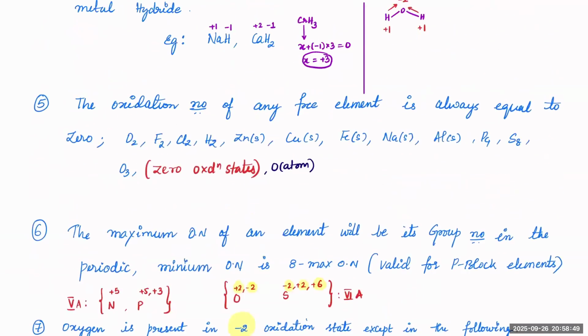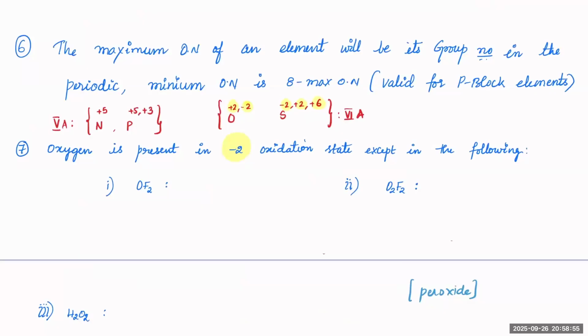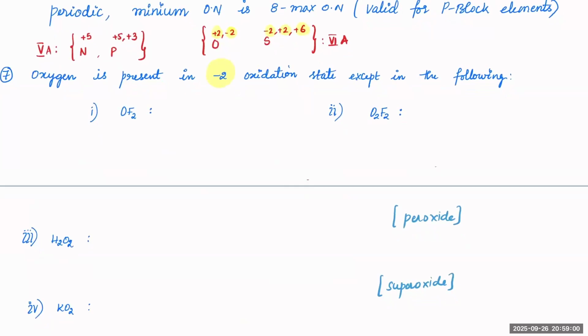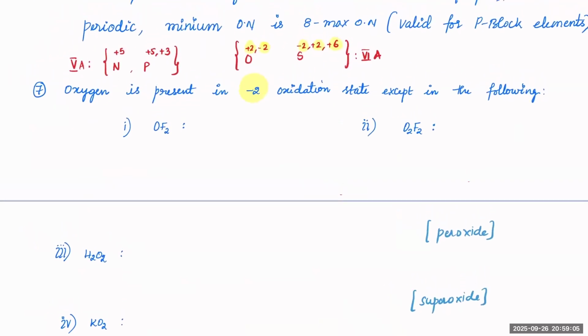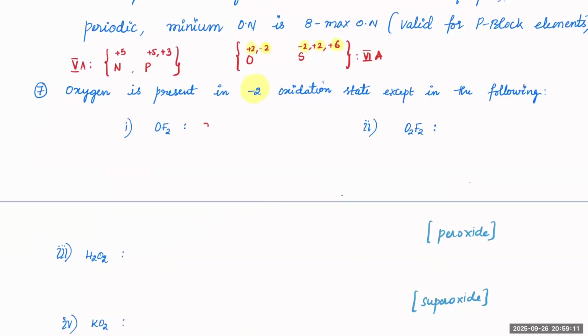So on a hierarchy basis, the first six you should understand, in which case what type of oxidation state, which is permanent or which can be calculated. Next, oxygen is present in -2 oxidation state except in the following. Now notice the oxidation state in all of these cases. Here, if the oxidation state of oxygen is x, plus 2 times minus 1, because fluorine is fixed, that is equal to 0. So here it is plus 2. This is oxygen difluoride.